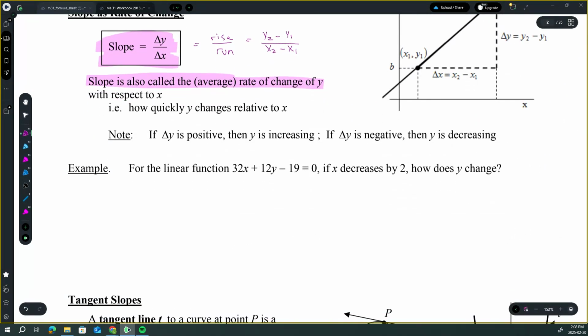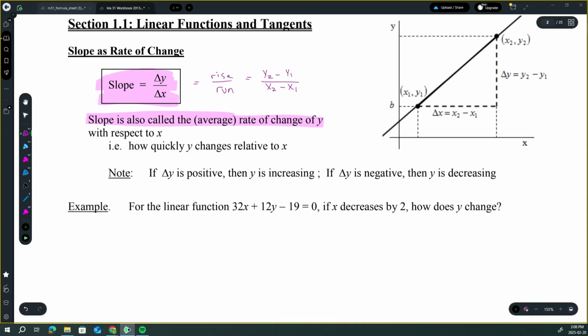So for our example, we're given a linear function 32x plus 12y minus 19 is equal to 0. If x decreases by 2, by how much does y change? Okay, so starting off with just going back to the slope equation. I'm starting over here because I'm going to pick up here eventually, but I need to do some work first. I find that this helps explain why I'm doing what I'm doing.